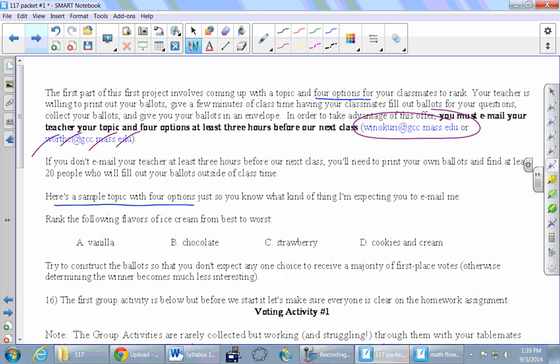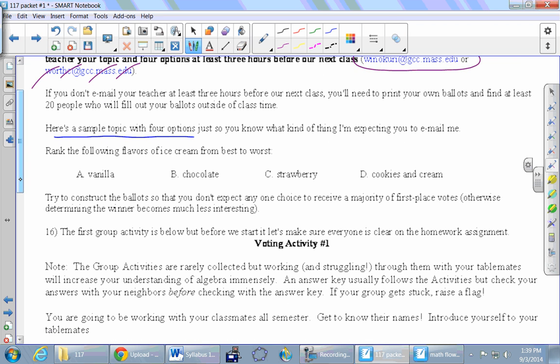Okay. The actual project itself, I will hand you a paper copy. They're sitting right over here, but I'll give this to you Wednesday next week. So you don't need to worry about exactly what you're supposed to do, aside from between now and Monday morning, coming up with a question and four topics. And what you want to do is try to construct the ballots in such a way that you don't expect one choice to receive a majority of the votes. So try to pick something where it's not going to be like a clear winner, right?